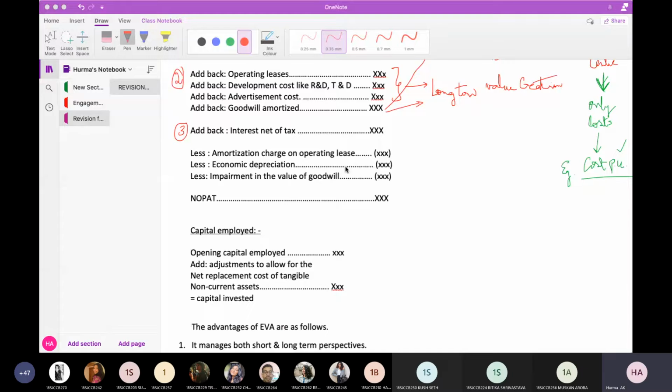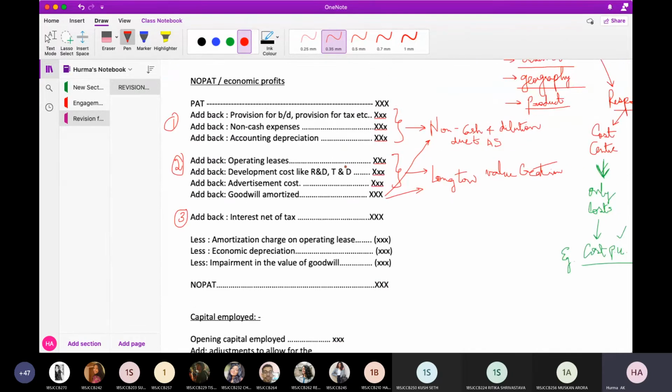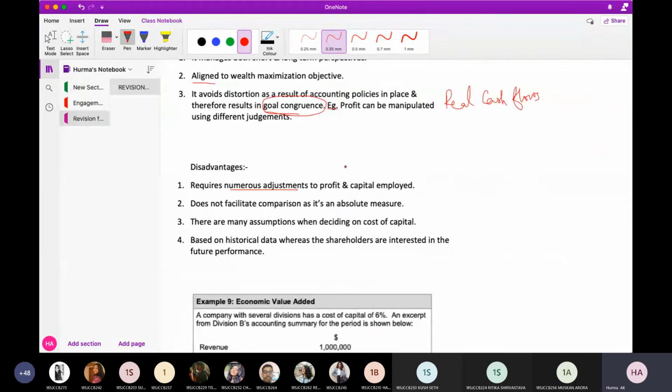Actually speaking, as per the committee who had developed the EVA concept, and as per those professors who had developed the concepts, there were actually more than 100 adjustments. But for your academic purposes, they have restricted it to only these many adjustments. So there are numerous adjustments to both the profits as well as capital employed.